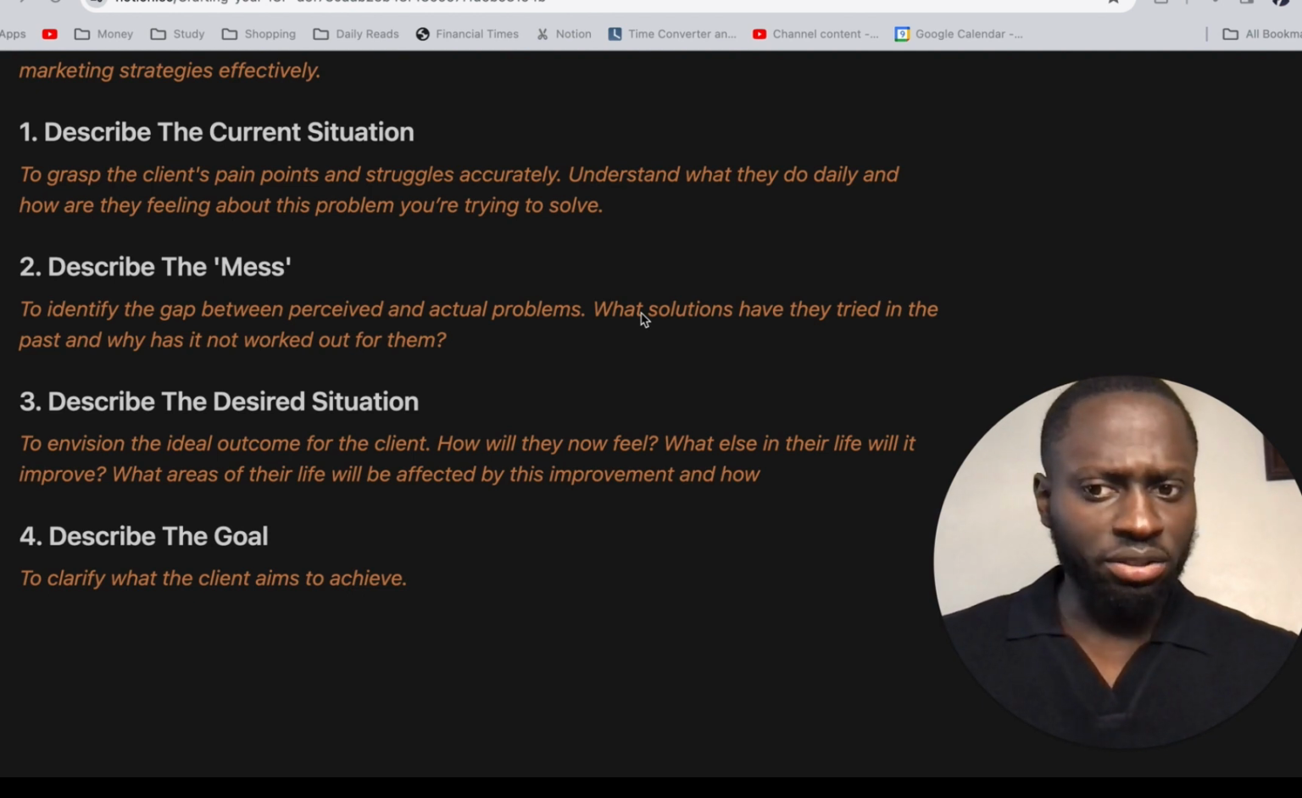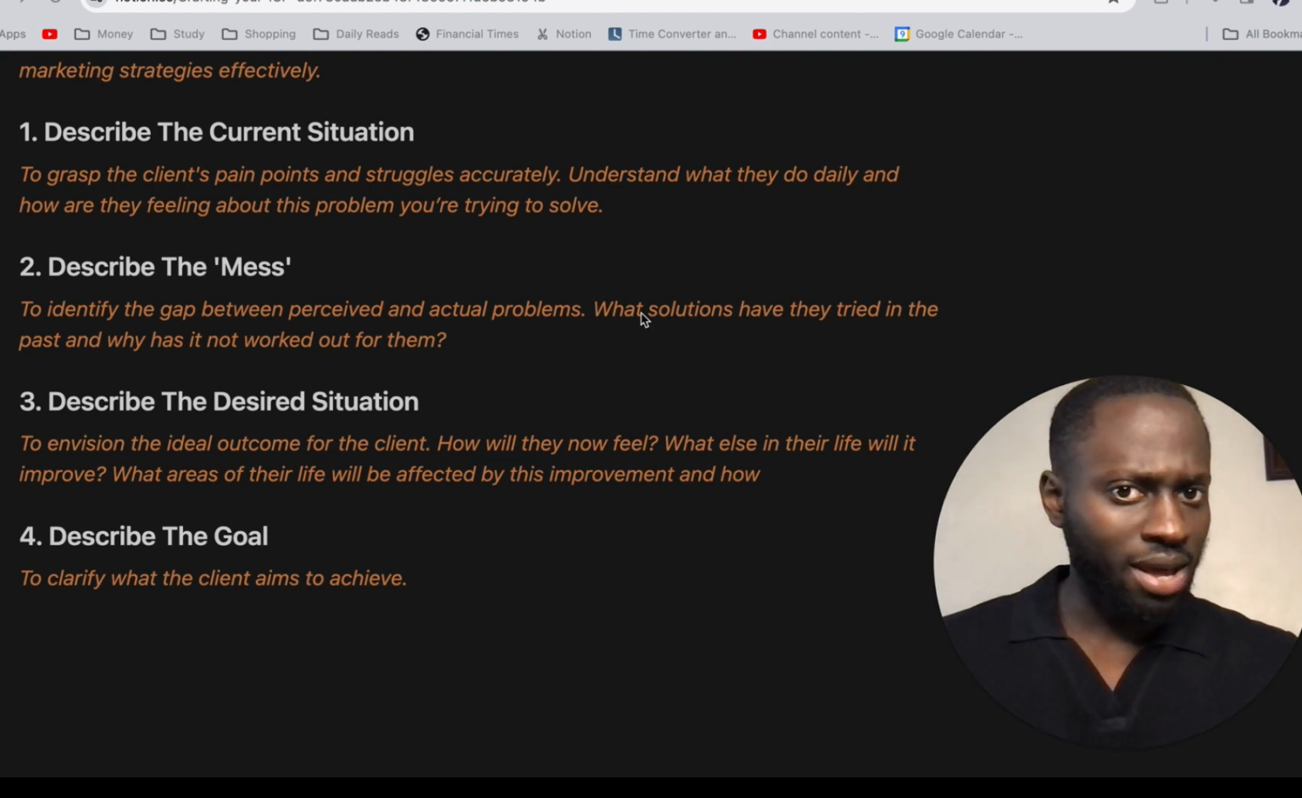Once you've identified and described the mess, as I like to call it, the next step is describing the desired situation. This is the fun bit, because you now, as a marketer, as a business owner, as a problem solver in essence, get to envision the ideal outcome for the client. What else in their life will improve? What areas of their life will be affected by this improvement, and how?